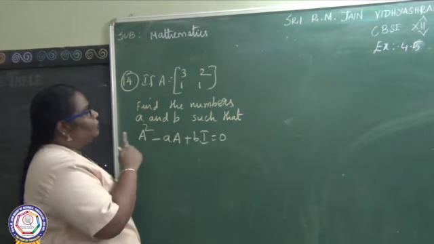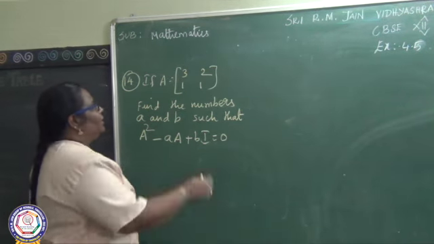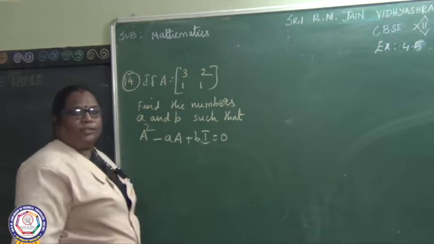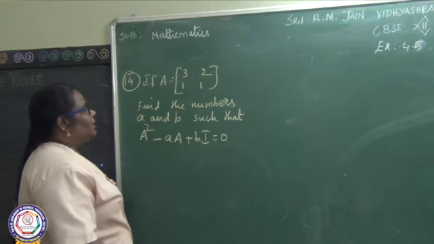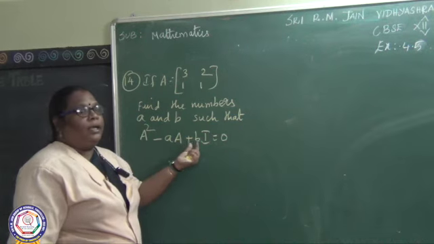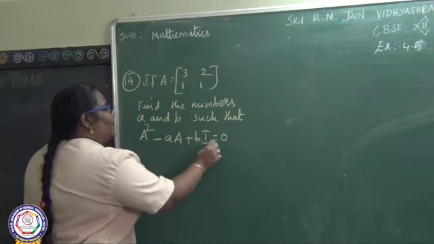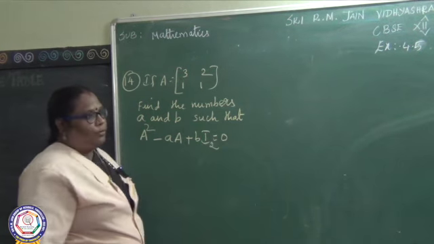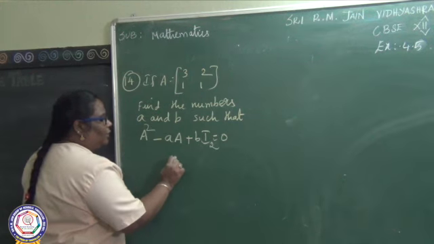Exercise 4.5, 14th sum. Here A value is given. This is also a 2 by 2 matrix. Find the values of A and B. You should find out the value of A and B. I is nothing but the unit matrix of order 2. First we should find out A square.